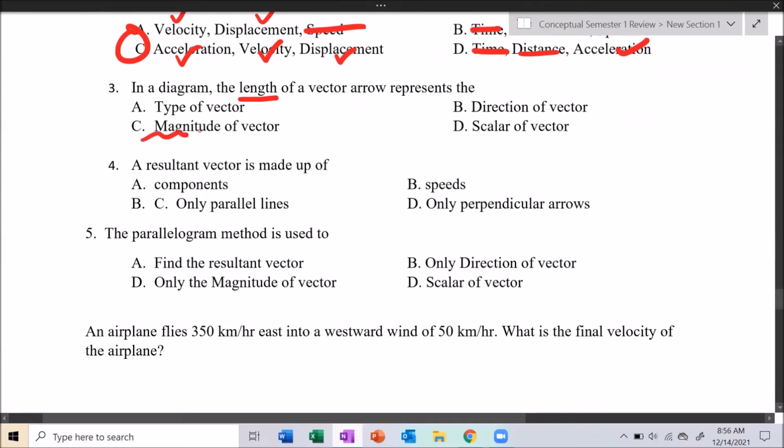And the third question, the length of the arrow tells you the magnitude. Which way it's pointing will tell you the direction. So you can literally compare vector sizes based on their arrows. And you know that resultants are made up of components. And we use the parallelogram method to find the resultant vector. It's not only the magnitude, it's not only the direction, and scalar of the vector is a non-answer. We use the parallelogram method to find the resultant vector.